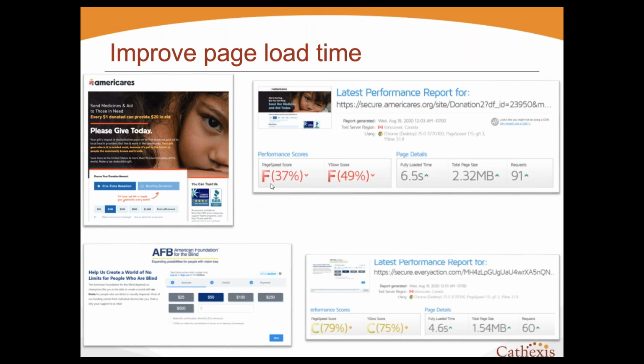But we find that when we look at their page speed, it is very slow compared to the average for sites. And one thing that we know is that a slow loading landing page will dramatically reduce the conversion rate and reduce the amount of donations that you're able to bring in from this page. In contrast, we have the American Foundation for the Blind that's using Every Action for their form, and they have a substantially better score in terms of the page speed.